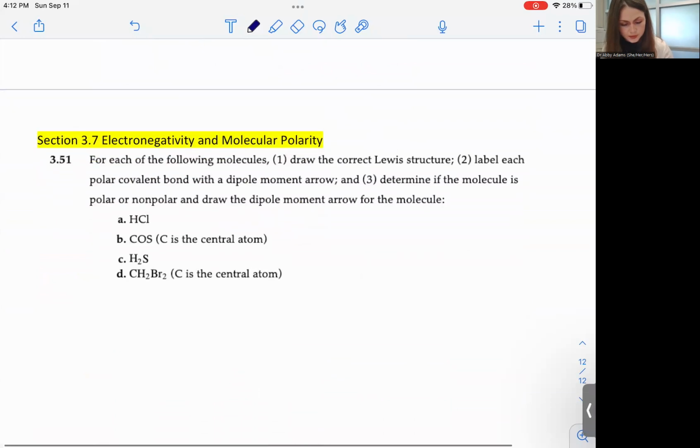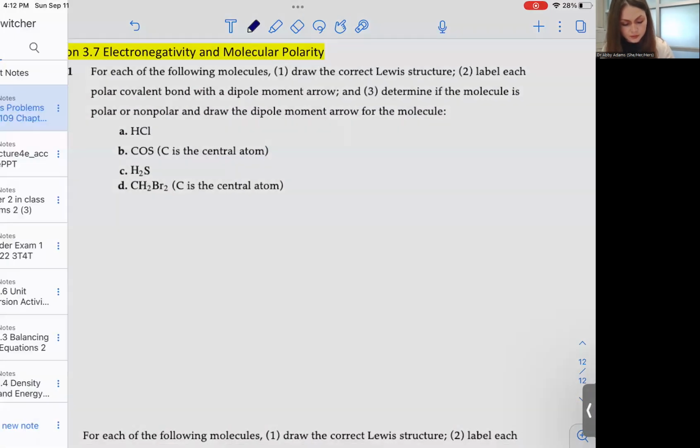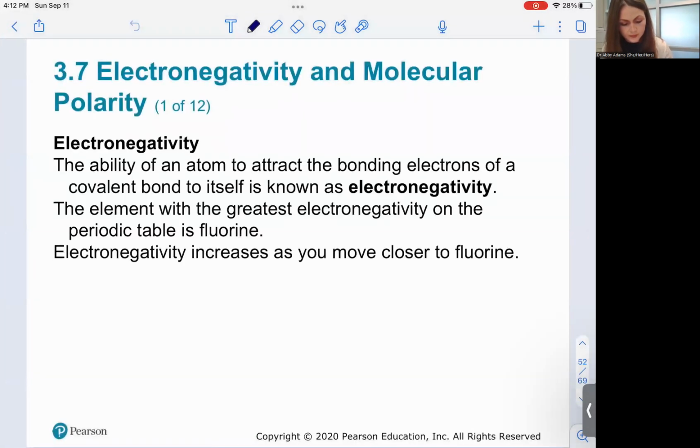So that gets us to electronegativity. So let's talk about that a little bit. Okay, so when we were talking about the relationships between atoms and their electrons in their valence shell, I told you that there was a certain degree of attraction for those bonding electrons.